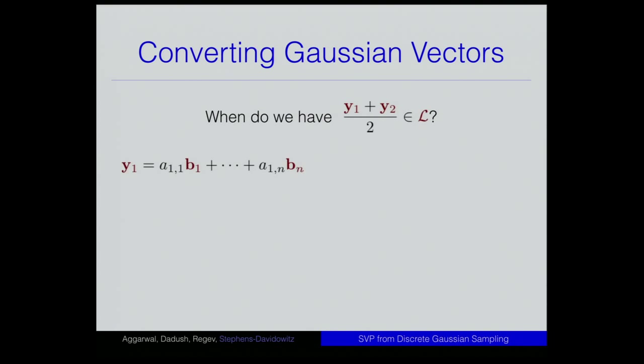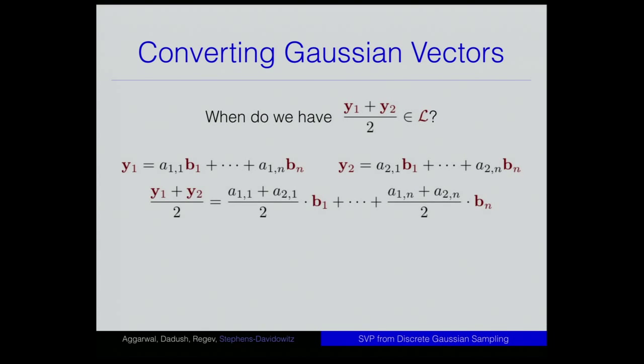So I have two lattice vectors. I can write them in terms of the basis. That's the definition, so these are integer coordinates. And I can write their average in terms of the basis. When is the average in the lattice? When these are integers. So when are these averages all integers? It's exactly when the corresponding coefficients have the same parity.